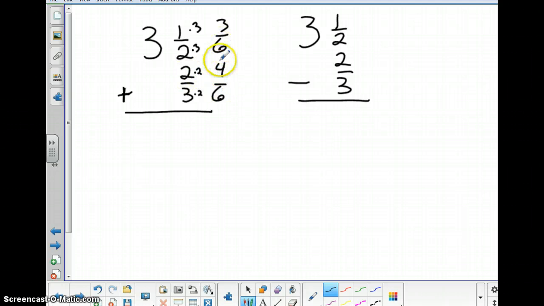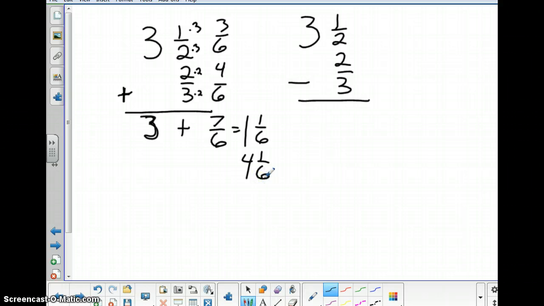Now we can add them because they are of equal denominator. 3/6 plus 4/6 is 7/6. So we still have 3 wholes, but 7/6, we could rewrite that as 1 and 1/6. So really we have 3 and 1 and 1/6. So 3 and 1 is 4 plus our 1/6.